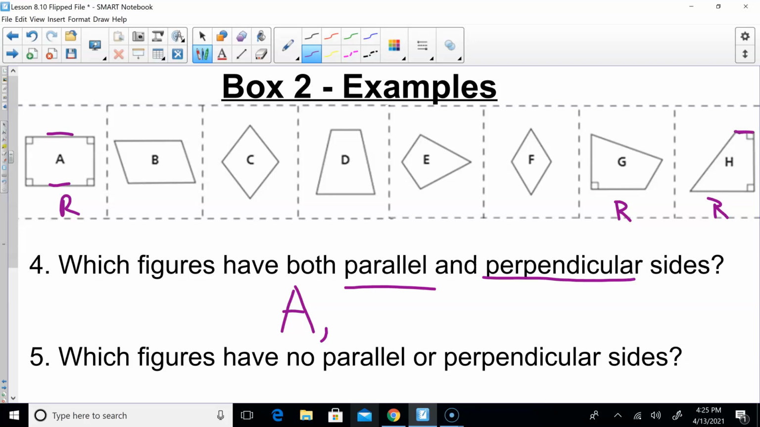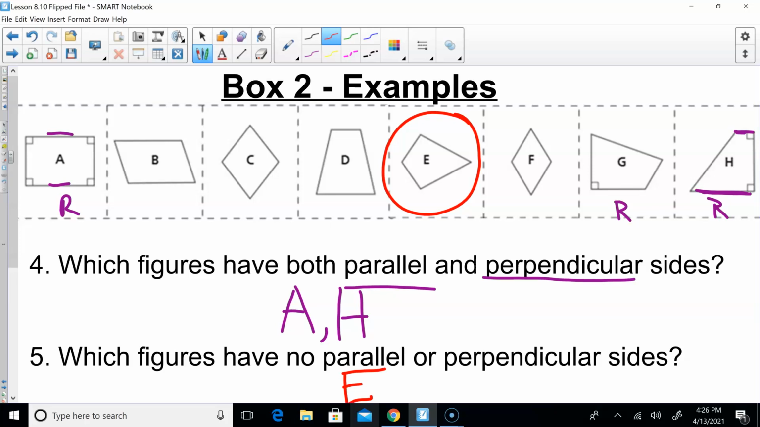But I think this line right here and this bottom line of this trapezoid, there's another shape that helps us out, that tells us that we don't have one. So the two that have both parallel and perpendicular sides are A and H. And which figures have no parallel or perpendicular sides? If you look at this one, which has neither one of those, remember that this one right here, letter E, has no right angles and also no parallel sides. So the only one that has no parallel or perpendicular sides would be shape E.